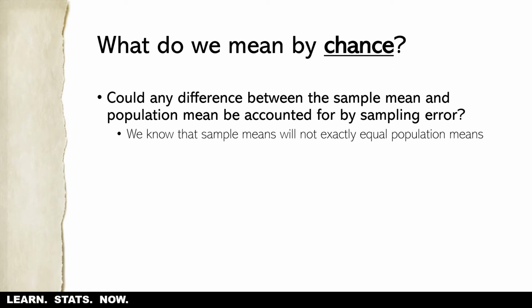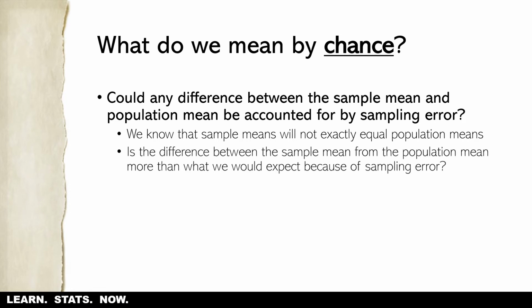And we know from past things that we've learned that sample means will not exactly equal population means. That's just the nature of sampling, right? So there's going to be a difference between the sample mean and the population mean. We just want to know if the magnitude of the difference between the sample mean and the population mean is so large that it's unlikely to be due to sampling error.